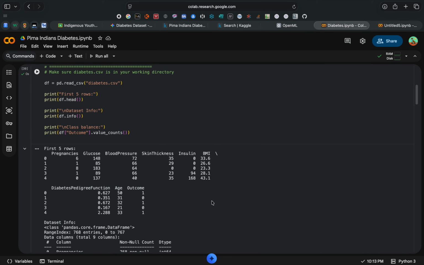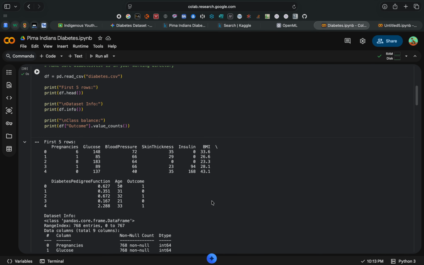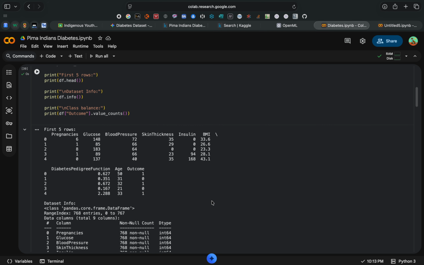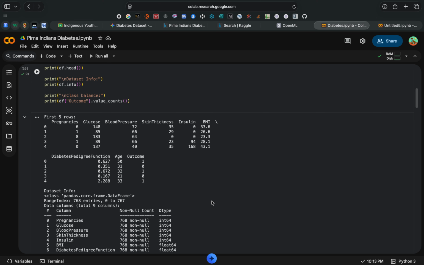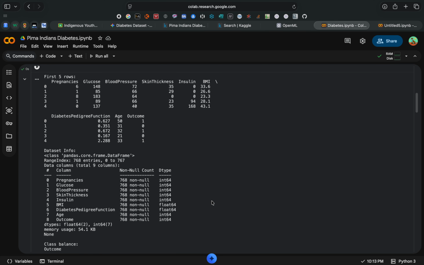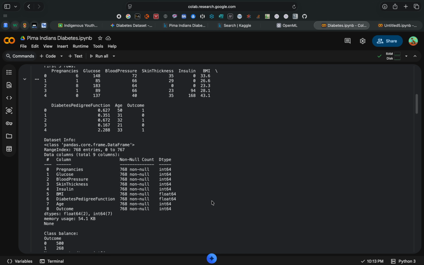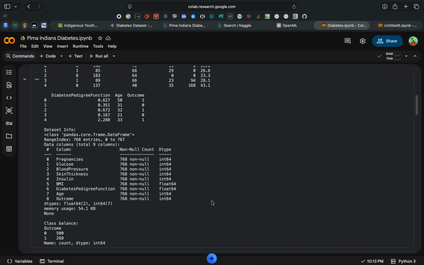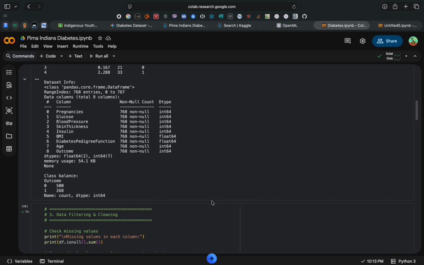The class balance shows there are 500 patients in class 0, meaning no diabetes, and 268 patients in class 1, meaning diabetes. This tells us that the data set is not perfectly balanced because there are more non-diabetic cases than diabetic cases. For pre-processing, I first check the missing values.